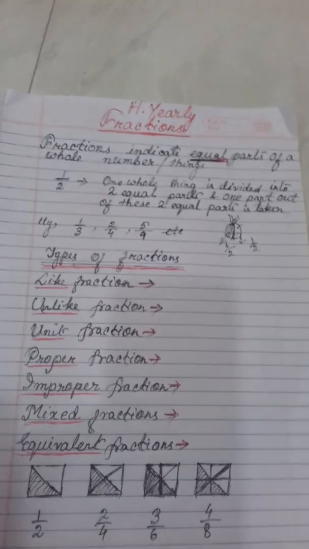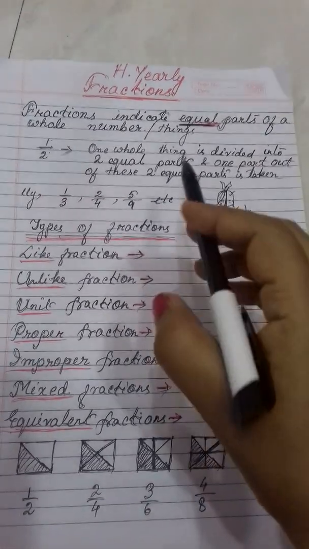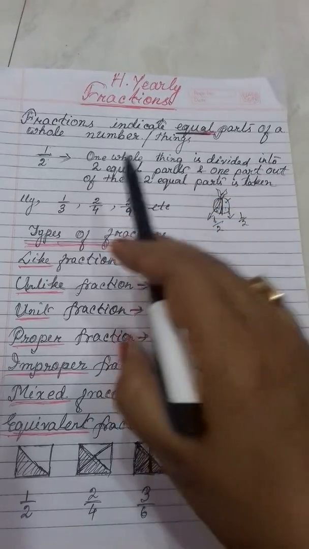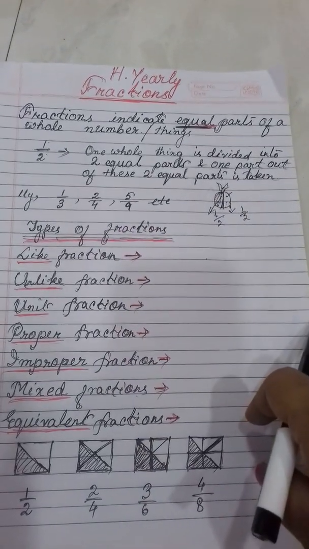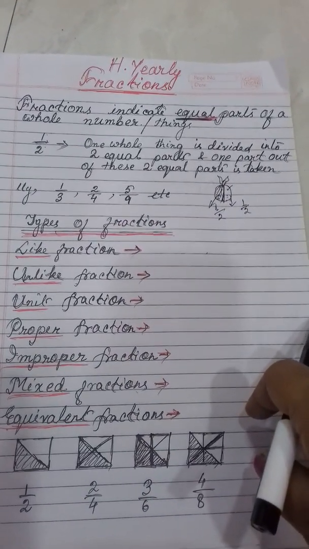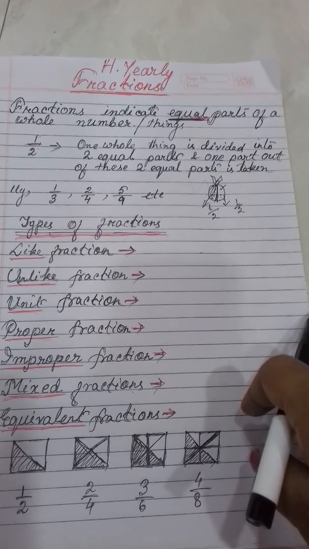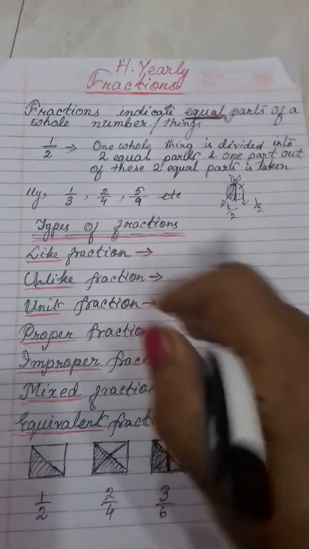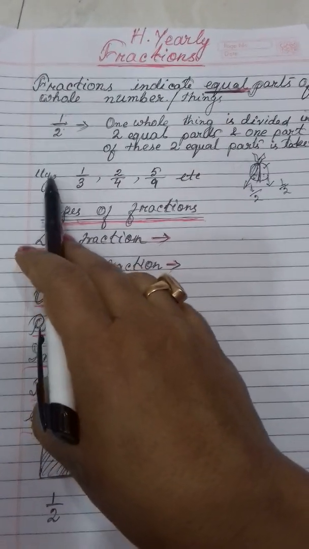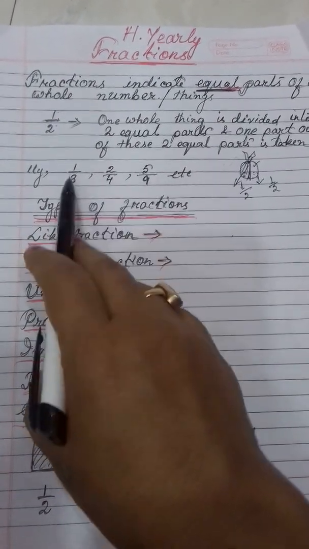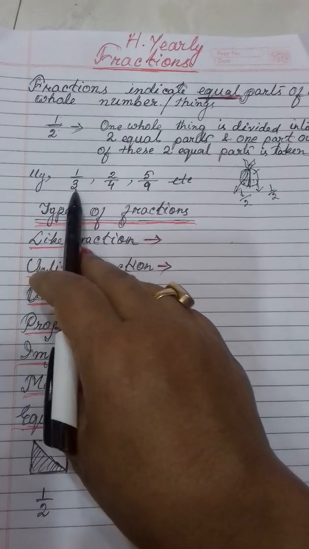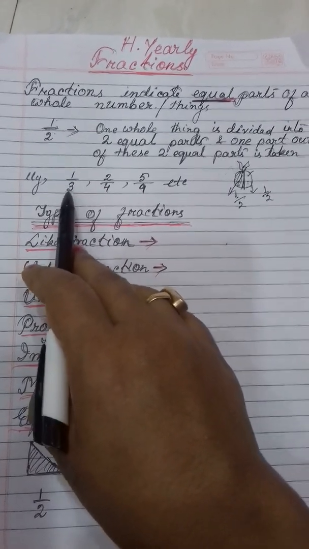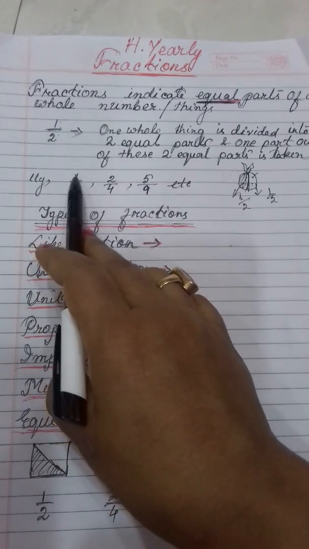But if the parts are not equal, then it will not be called a fraction, meaning proper fraction. Understood or not? So fraction indicates equal parts of a whole number. Put emphasis on that word. Clear? Equal parts. Now in this way, similarly, there are different types of fraction like 1 by 3. What does it indicate? That means out of 3 parts, 1 part.